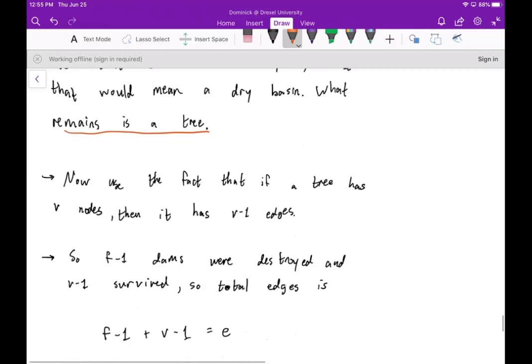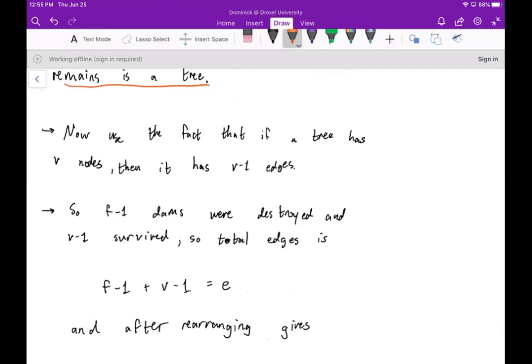So of course, we could have just used the formula that if we have V nodes, it has V-1 edges, right? And of course, in the general case, we have that F-1 dams, which are E, were destroyed, and V-1 survived, right?